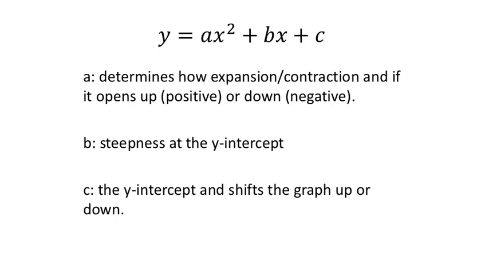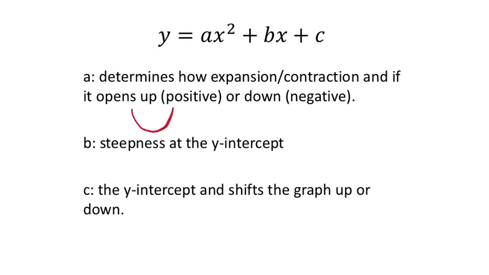Okay, for this one, we got y equals ax squared plus bx plus c. This is standard form for a quadratic. And if the a is positive, then the parabola will open upward. So a parabola is just like a smiley face or a frowning face. If a is positive, then it's going to be a smiley face.